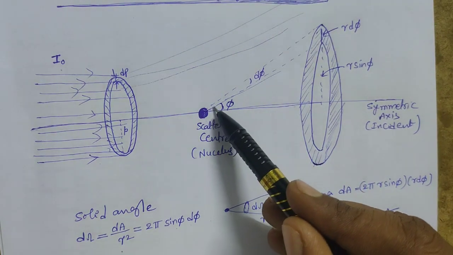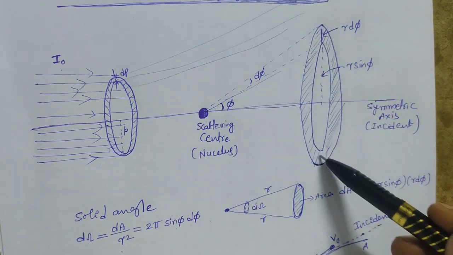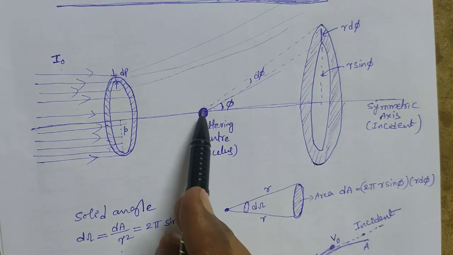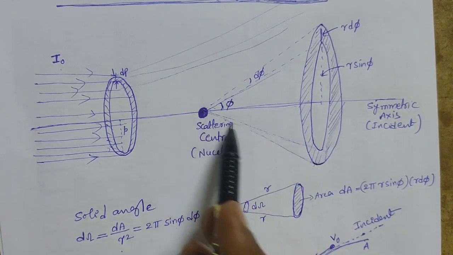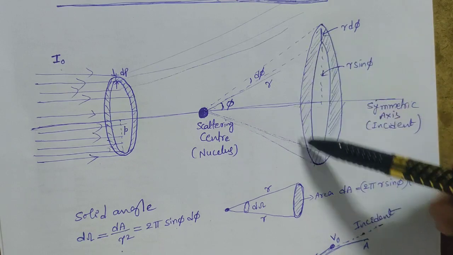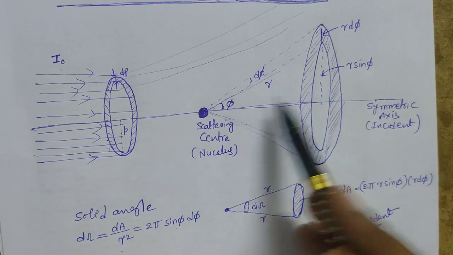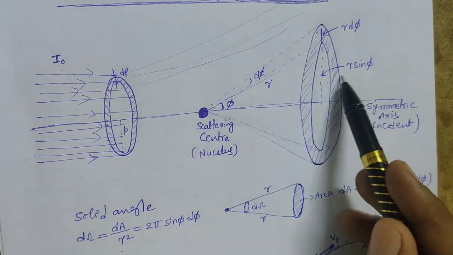The particles which are scattered at an angle phi and d phi, I have indicated here like this. It is a cone type. This is the radius r, the radius of the sphere. If you take this strip, the radius on the opposite side we can link with sin phi. This is r sin phi.